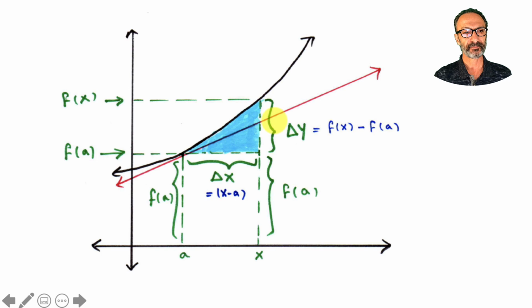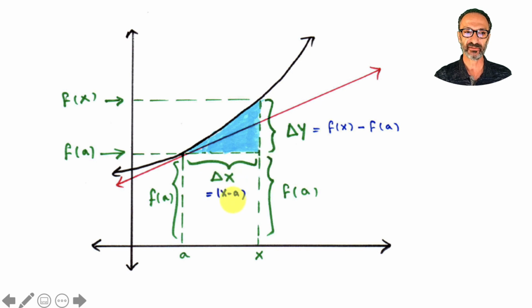So, one more time, this is delta y. This is f of a. So the actual will be coming from f of a plus delta y. But what is delta y? Delta y is f of x minus f of a. This whole thing is f of x. This much is f of a. So that's delta y. Delta x is x minus a.